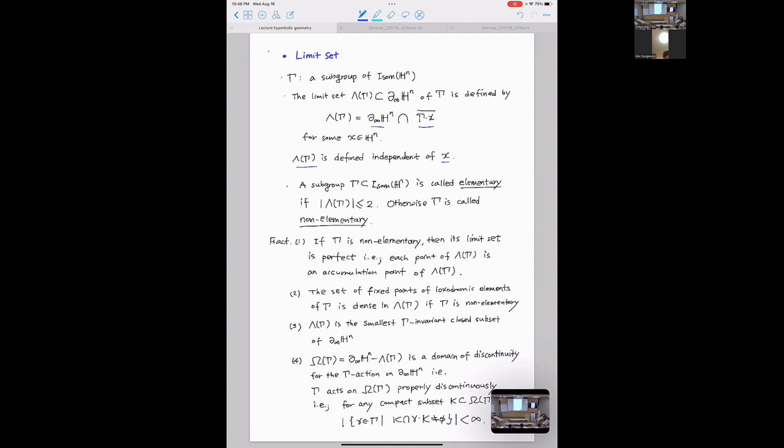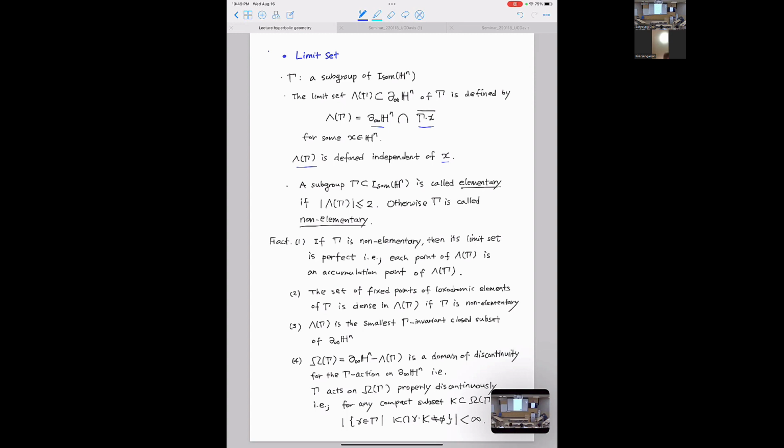That means that if gamma is a non-elementary discrete group, it has lots of limit points. And also the set of fixed points of the loxodromic elements of gamma is dense in the limit set, if gamma is non-elementary. And the limit set of gamma is the smallest gamma-invariant closed subset of the boundary of hyperbolic space.